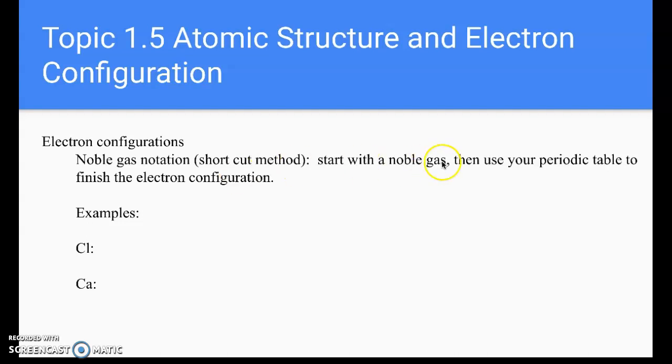With that, we start with a noble gas, and the reason we can start with a noble gas is because they have full energy levels. So it's a good reference point, it's a good starting point. That's why noble gases are stable. That's why they don't react, because they don't have to. All the other atoms will try to react to become like a noble gas. So noble gases have full energy levels of electrons, so that's going to be our starting point. Then we want to use your periodic table to finish the electron configuration. So we have 2 examples here, chlorine and calcium.